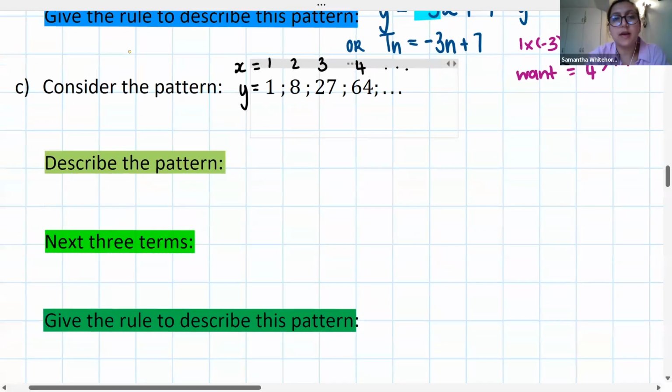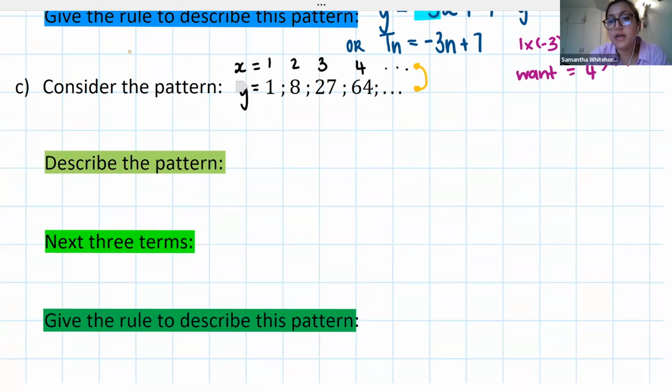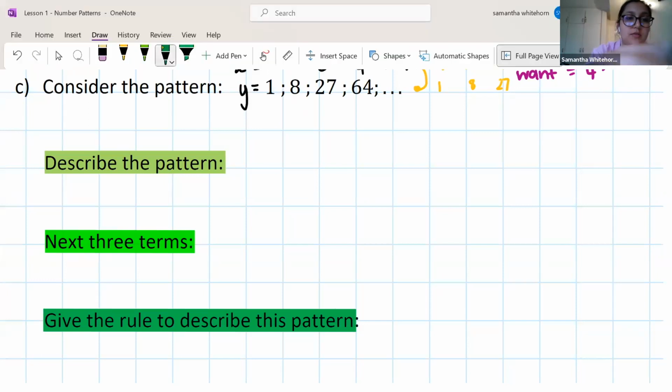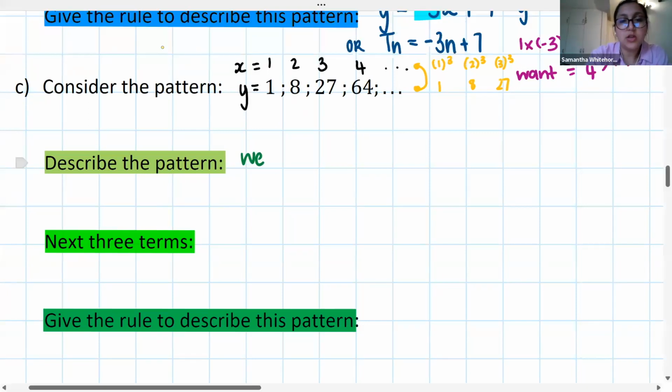So now I need to go back to the original question. How do I go from input value to output value? And a lot of you saw the pattern. If we take our input values and we cube them, we're getting the output values, right? So 1 cubed is 1, 2 cubed is 8, 3 cubed is 27. So what we are doing in terms of the description of this pattern, we cube the input value to get the output.